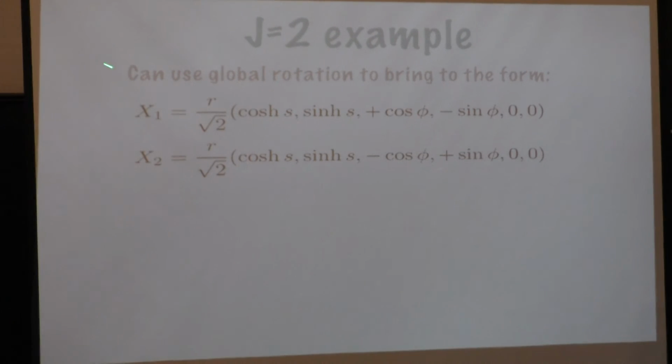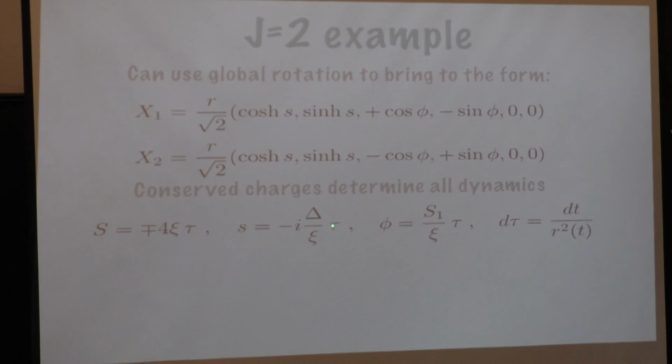So first, j equals 2. So what we want, we have a classical model and we just want to build a classical solution, right? For 2 particles, you can always choose a frame where the first particle and the second particle have this form. Furthermore, because we know the conformal charges commute with the Hamiltonian, the S dependence on time should be just proportional to delta, because S is essentially dilatation. Phi should be proportional to the spin. And you have to choose the time parameterization in a nice way.